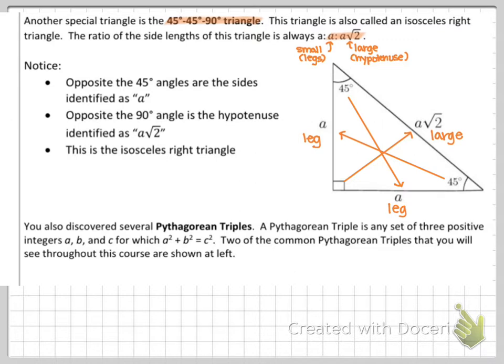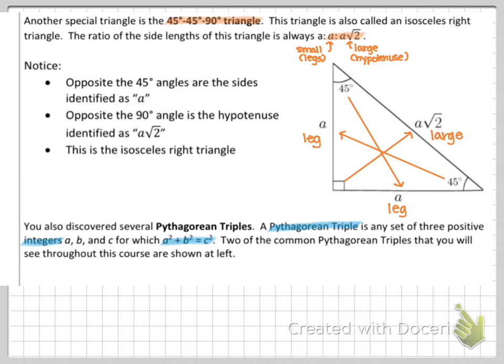Okay, Pythagorean triples, before we get into some examples using the special right triangles. A Pythagorean triple is really three numbers that satisfy the Pythagorean theorem, but the best part about them is that they are integers, which means no square roots, no fractions, no decimals. So these are really, really nice.